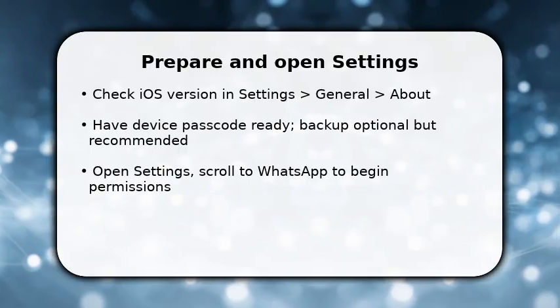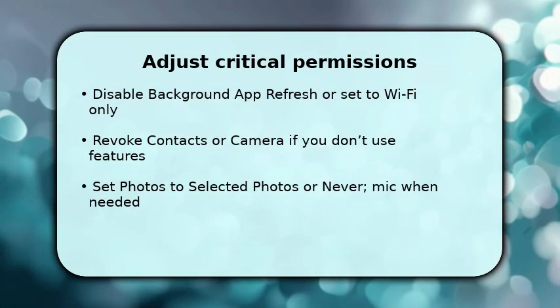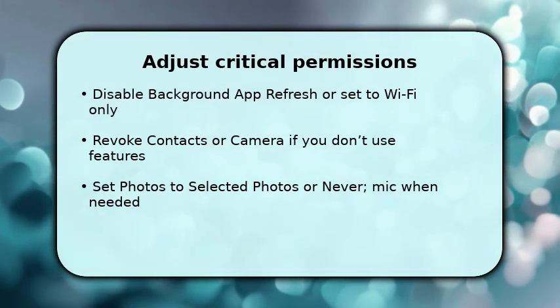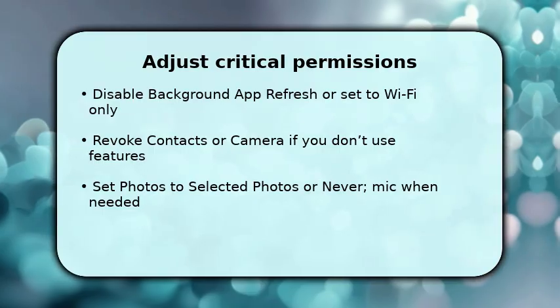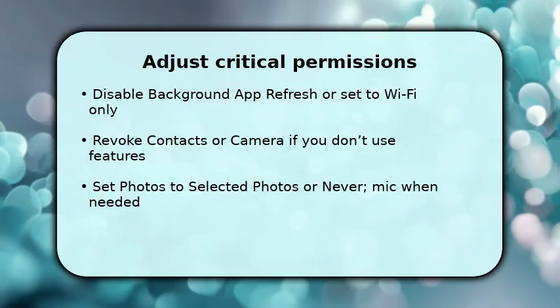Now you'll change specific permissions to stop data access while keeping core function. Tap Background App Refresh and choose Off or Wi-Fi only to prevent background data. For contacts and camera, toggle off if you don't need them. WhatsApp will still send messages but cannot access your contacts or take photos.